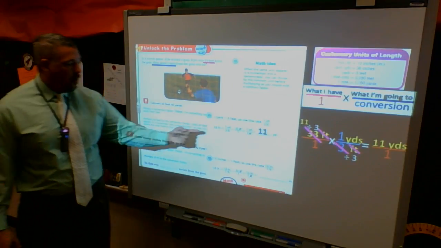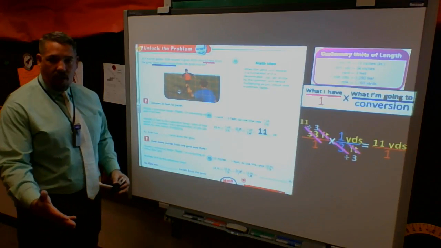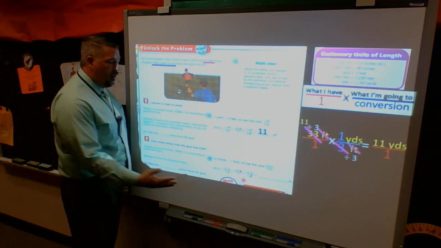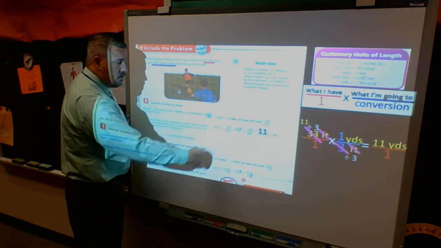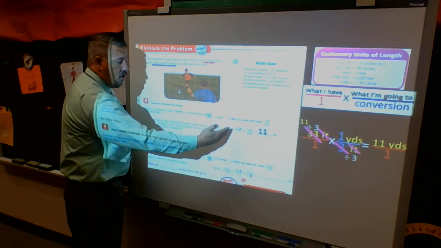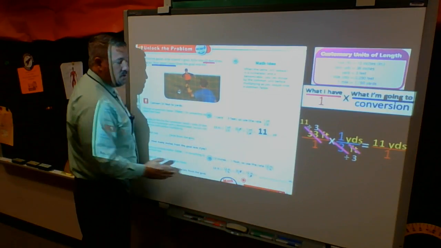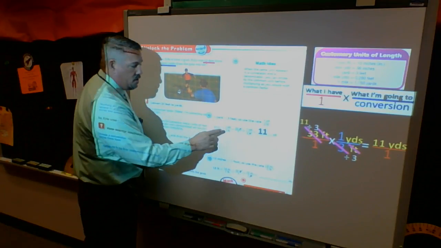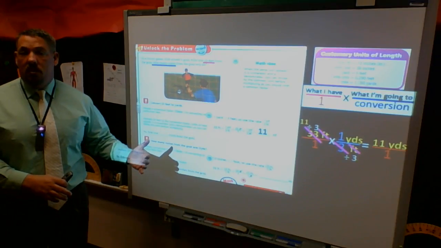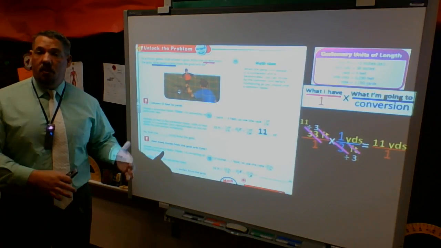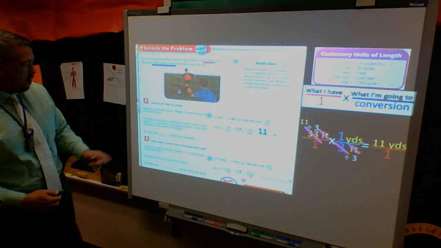And what they showed you here in the book then is instead of cross-reducing the numbers, we just multiplied. It's the same idea. What I have versus what I'm going to. I'm going to yards, so I know my conversion factor is 1 yard over 3 feet. And then I just reduce the feet. That's all they show you, to reduce and multiply across. Well, I'd end up with 33 over 3. 33 over 3 is a division problem, right? Because all fractions are division. And when I divide that, it would just give me 11. So I get the same answer no matter what.